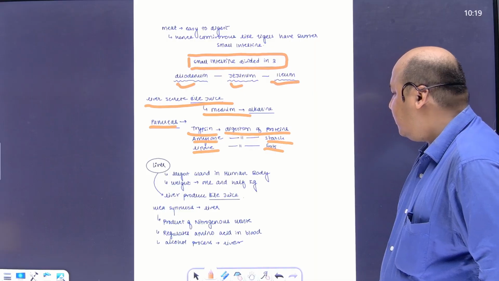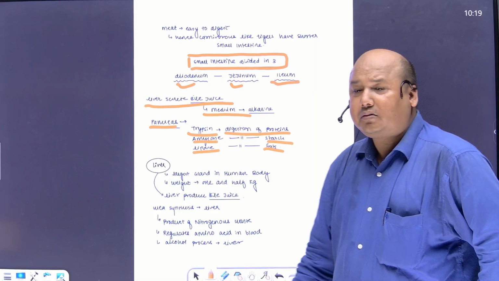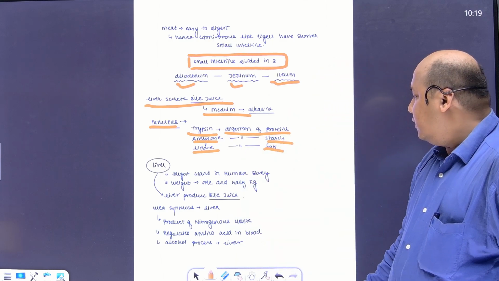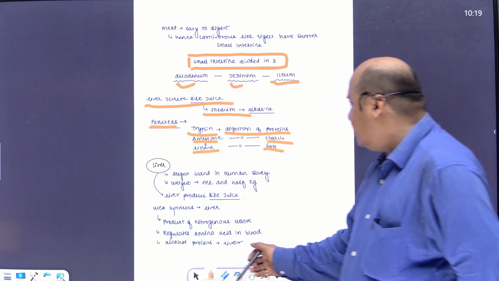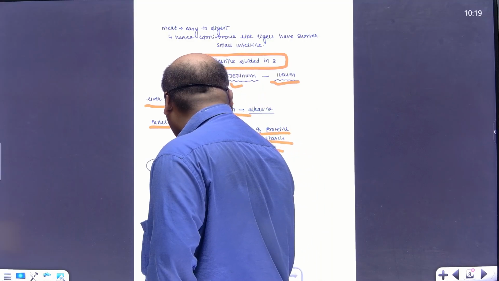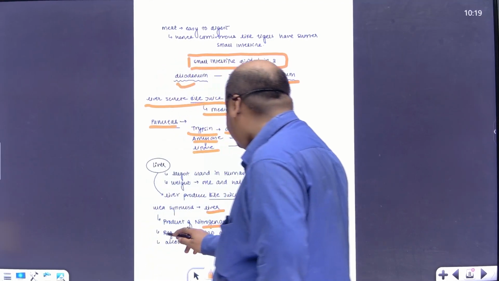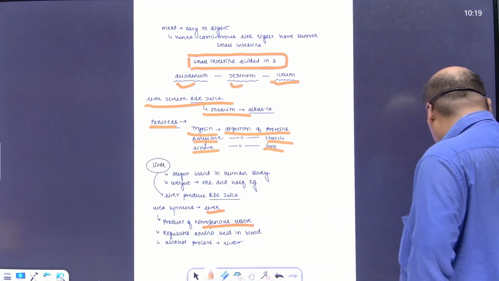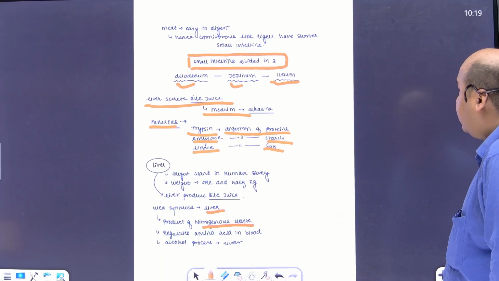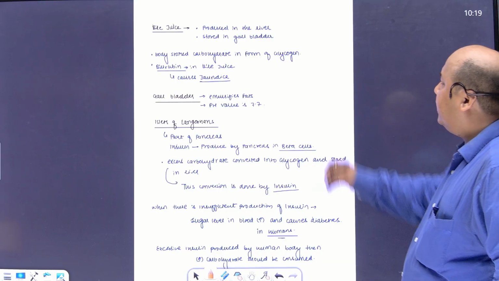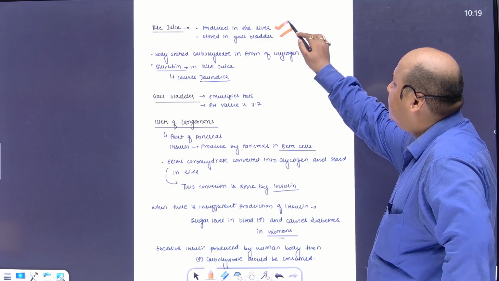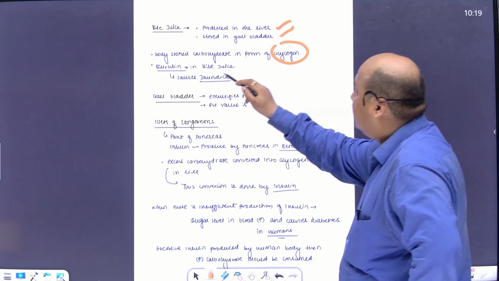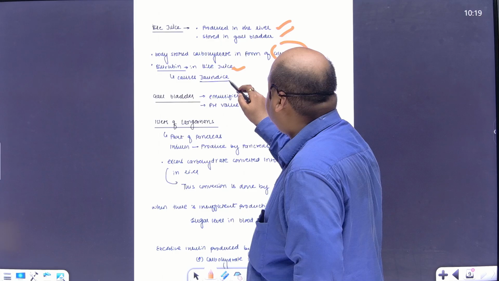The liver weighs about one and a half kg and produces bile juice, which is very important for the human body. The liver also produces urea, removes nitrogenous waste, regulates amino acids in blood, and breaks down alcohol. Let's come to the next slide. Bile juice is produced in the liver and stored in the gallbladder. The body stores carbohydrate in the form of glycogen. Bilirubin in bile juice causes jaundice.